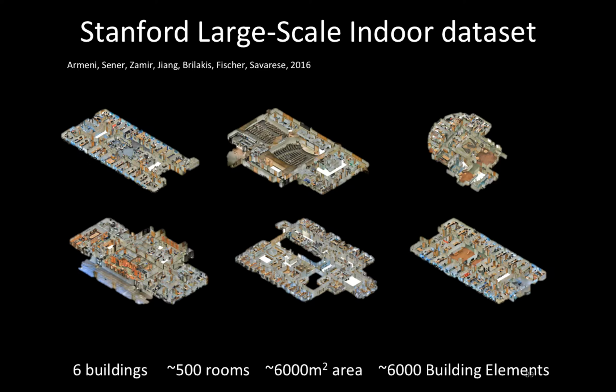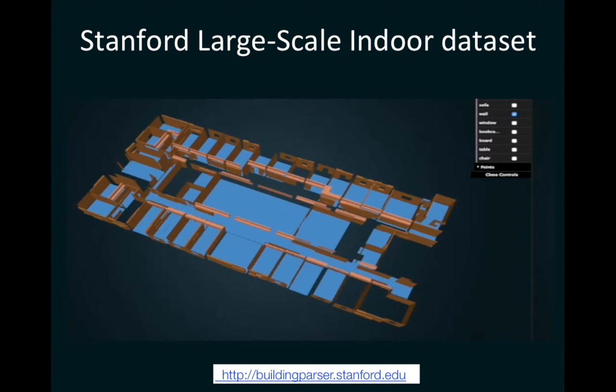We have successfully tested our BIM parser on several types of buildings which are part of a new dataset we have created and made available to the community. These datasets include 3D point clouds of 6 large buildings. Each building contains 450 rooms and thousands of building elements. Building elements have been manually annotated and labeled. For more details, please visit our website.